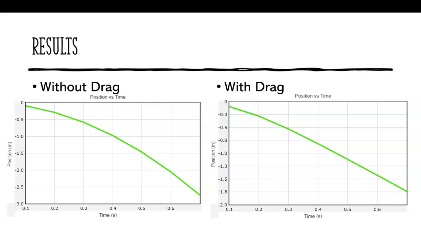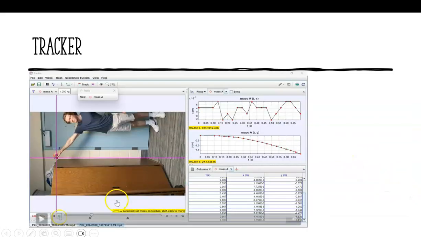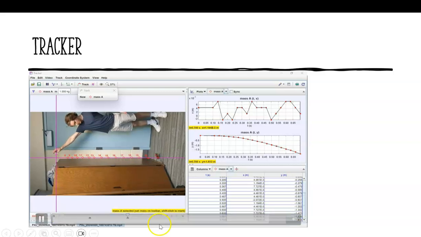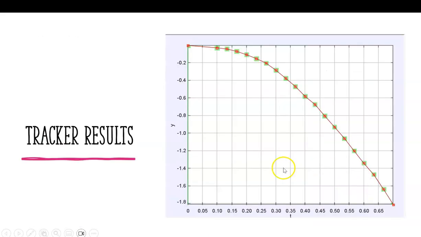Here are the results. Without drag force, the object way overshot the intended mark, which is negative 1.813. And with drag, it got just under. Here is the video. Here's the tracker results. So Tracker got negative 1.813.